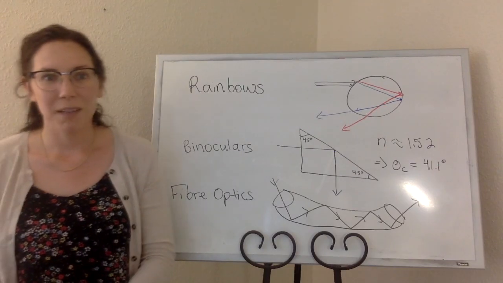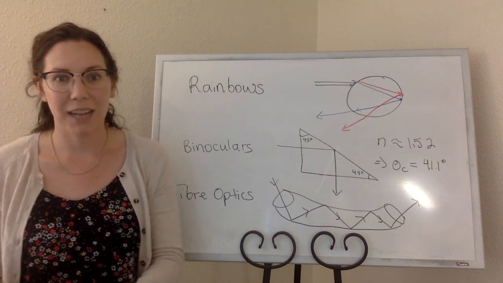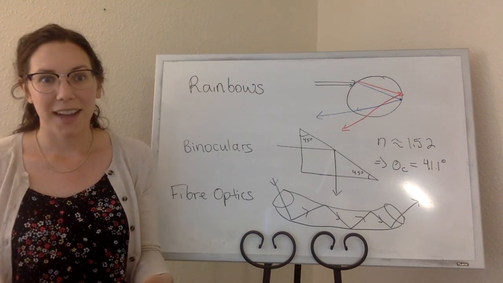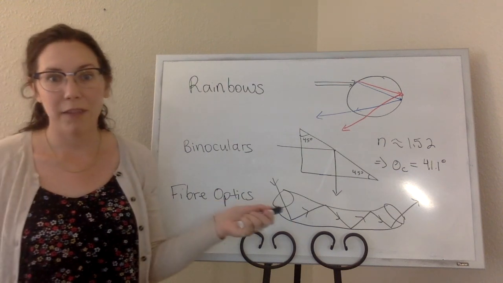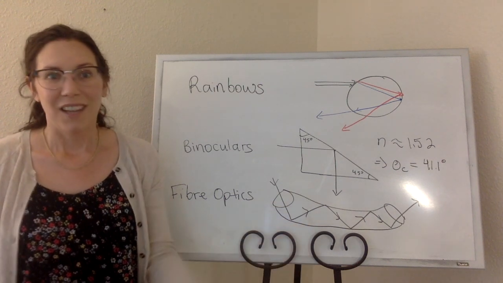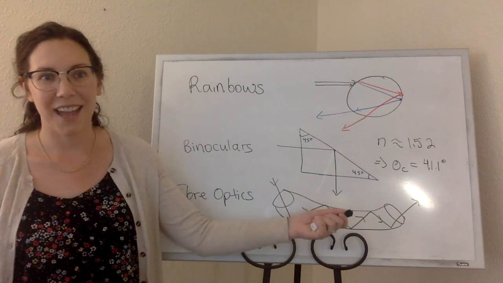Okay, and then the last one is fiber optics, which are used to transmit light in computers and telecommunications. So this would be generally a glass fiber, and light would enter the fiber, and then at every boundary as it passes through, it experiences total internal reflection so that the highest amount of light can be transmitted all the way through to the end of the cable.